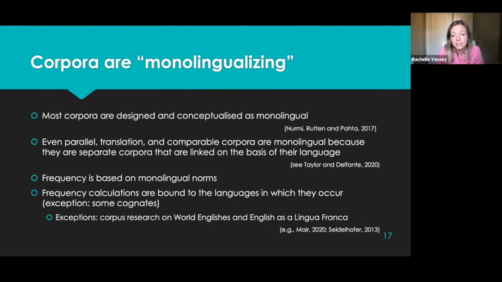So frequency calculations are bound to the languages in which words occur, with the exception of some cognates, but that almost creates more problems when we get into that. And of course, the work on world Englishes and English as a lingua franca is an exception. But if we think about what's most frequent in a corpus, we're going to end up with the most frequent words according to the dominant language in that corpus. So if there's language mixing in that corpus, the mixing is still going to be filtered out by the language that occurs the most in that data set.